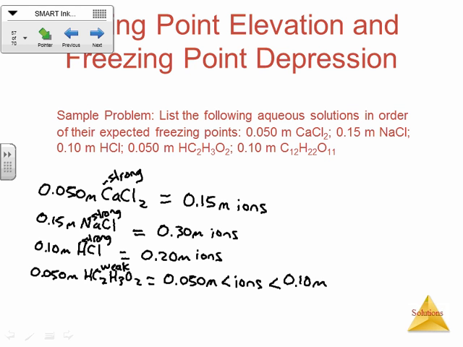Okay. And then the last one here, the C12H22O11. Strong electrolyte, weak electrolyte, or non-electrolyte? That's a non-electrolyte. That's a sugar, right? Covalent compound. So that's a non-electrolyte. So 0.1 equals 0.1. Okay, this doesn't split apart at all.